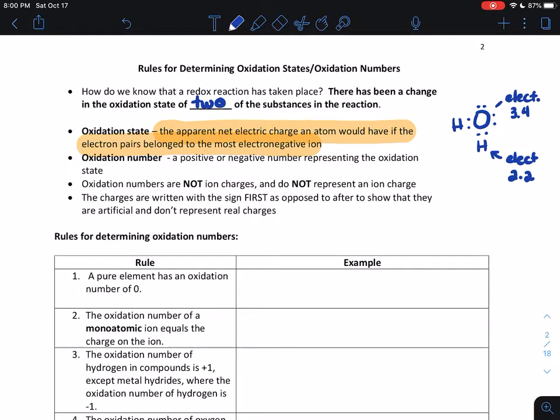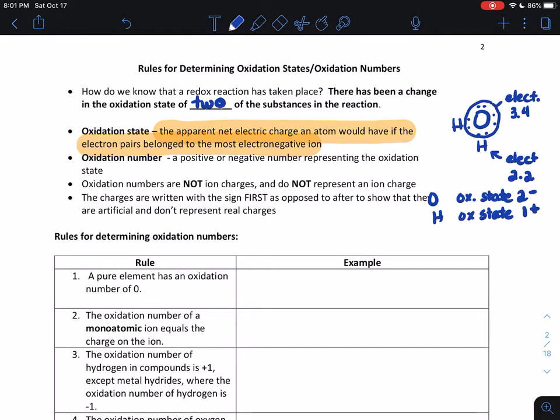In this case, you can see that oxygen would normally have 6 valence electrons. If it took the 2 electrons from each of the hydrogens, it would have 2 extra electrons. So its oxidation state would be 2 negative for oxygen. For hydrogen, again, because it's the least electronegative atom, it lost that electron. It had one to begin with. It now doesn't, so now it's missing a negative charge. So the oxidation state for hydrogen is 1 plus.